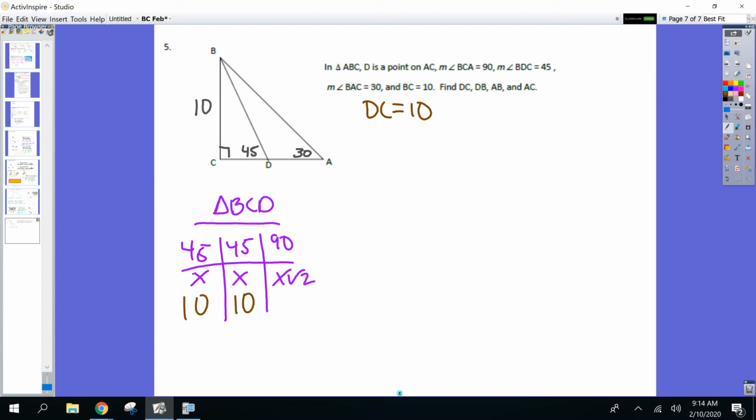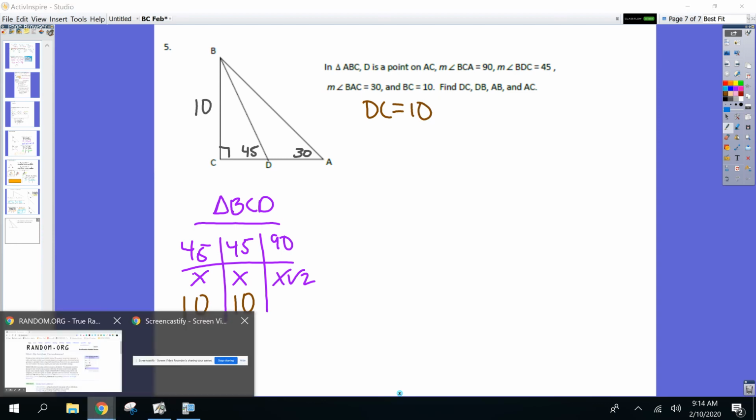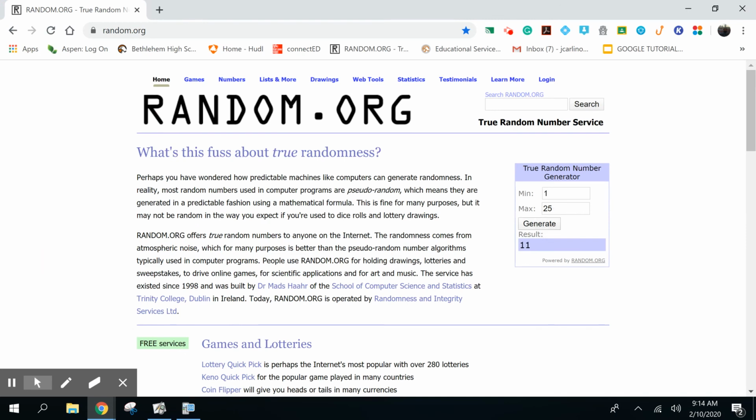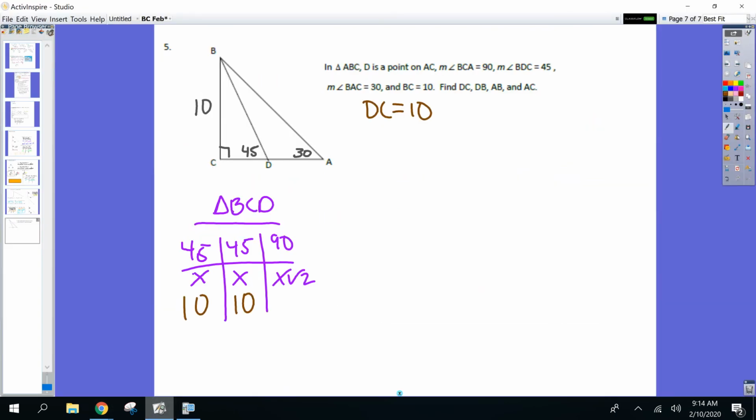And you can do this at the end too. I'm just trying to keep track of it right now. And what's across from the 90 then? What would I put across from the 90 in my chart? 10 radical 2, which would be what in my diagram? Side, name it. BD. Okay, everyone, good so far.